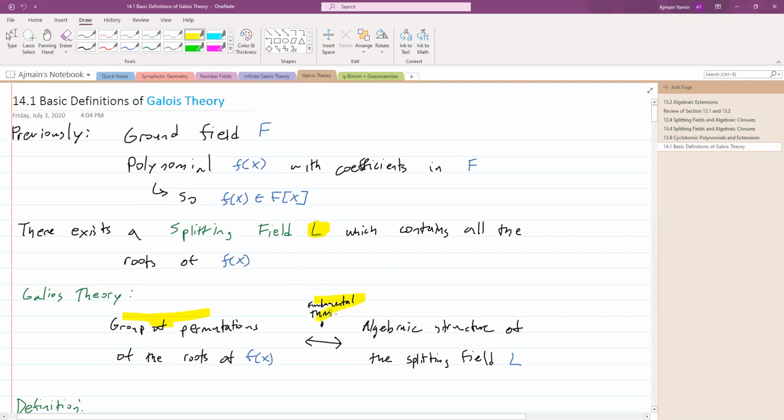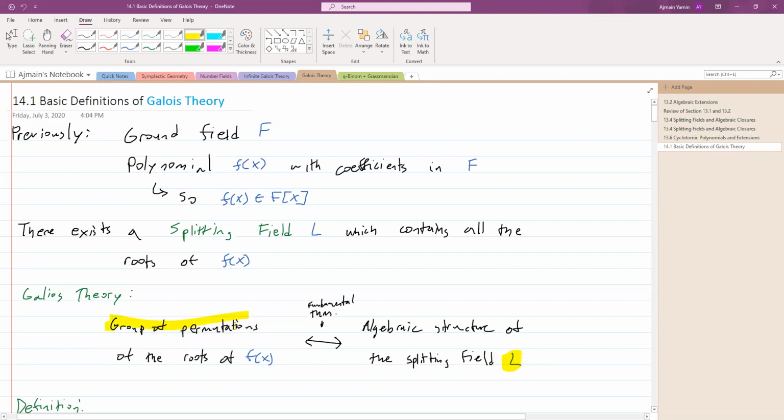And the fundamental theorem of Galois theory relates this to the algebraic structure of the splitting field. By algebraic structure, I mean the subsets of L, or even the subfield lattice of L, like the lattice of subfields of L. So it turns out knowing stuff about this group, which we're going to call the Galois group, gives us information about the subfield structure of L.